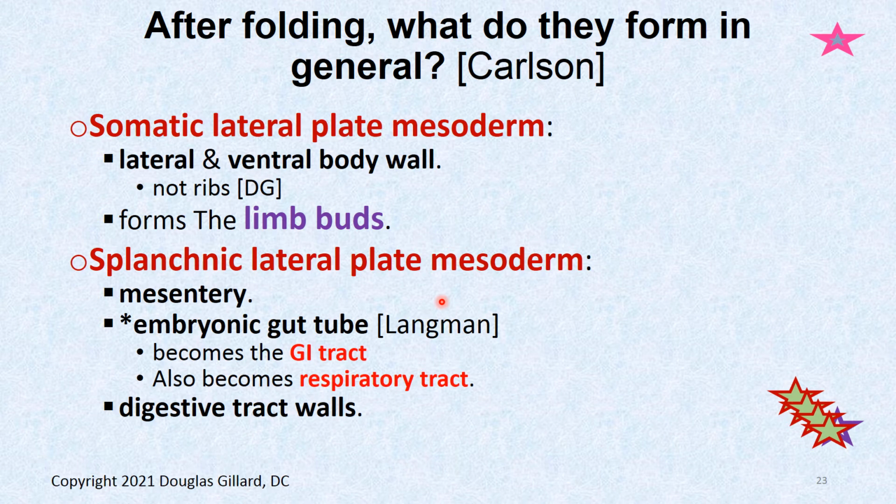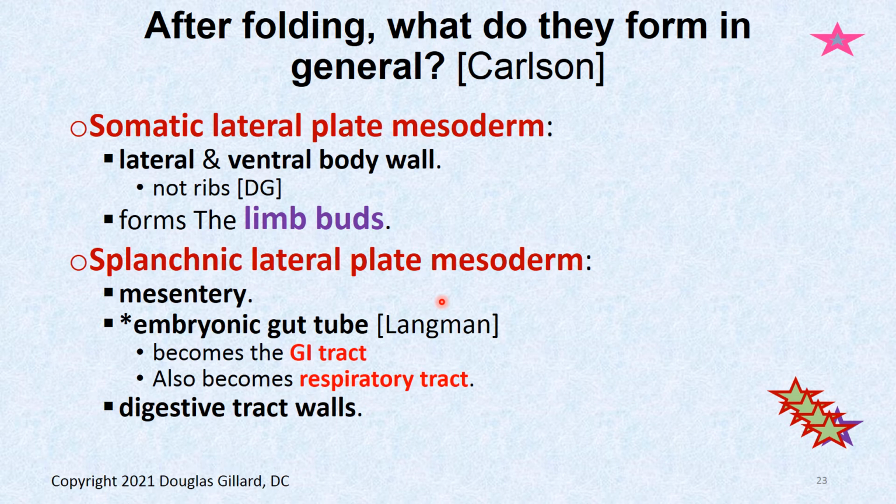After folding, what do these things form? Lots of stars here, right? Boards love to know what this stuff forms in the adult. And so the somatic lateral plate mesoderm, now we're getting even more specific. We already said lateral plate mesoderm forms the limb buds, but let's get even deeper. It's actually the somatic lateral plate mesoderm that forms the limb buds and also the lateral ventral body wall, not the ribs though. The splanchnic, which is in closer, that's going to form the mesentery. The big one is the gut tube. It's going to form the gut tube.